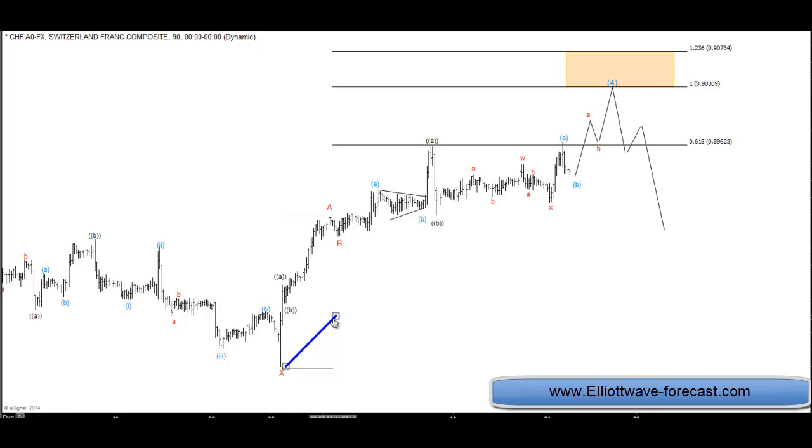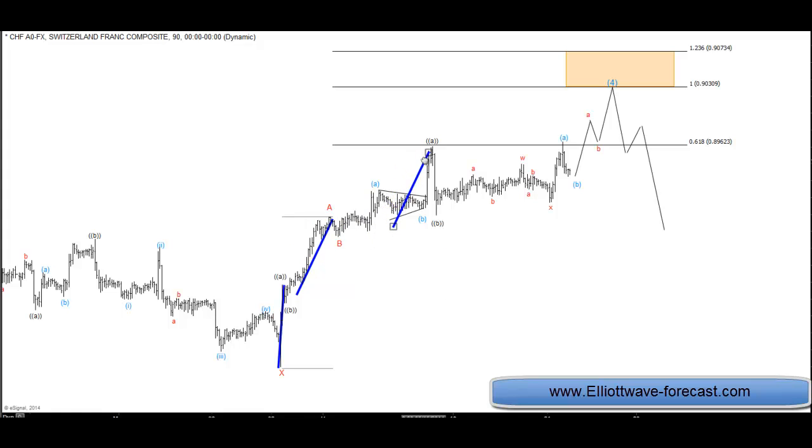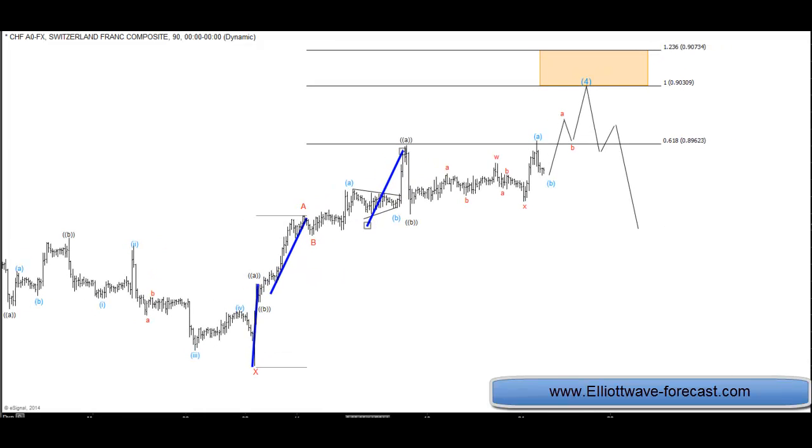I'm going to add blue cycles here. We got one here, another one coming over here, another one coming over here, and we have the last one taking place right now from here. So usually the swags right here is going to make what we call a 7 swing corrective structure: 1, 2, 3, 4, 5, 6, 7.